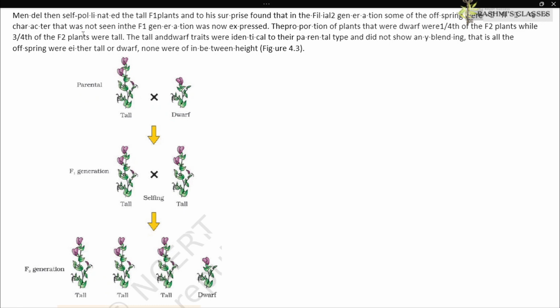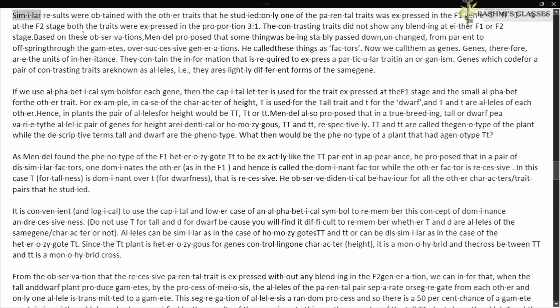the offspring were dwarf. The character that was not seen in the F1 generation was now expressed. The proportion of plants that were dwarf was 1/4th of the F2 plants while 3/4 of the F2 plants were tall. The tall and dwarf traits were identical to their parental type and did not show any blending, that is all the offspring were either tall or dwarf, none were of in-between height, figure 4.3. Similar results were obtained with the other traits that he studied.